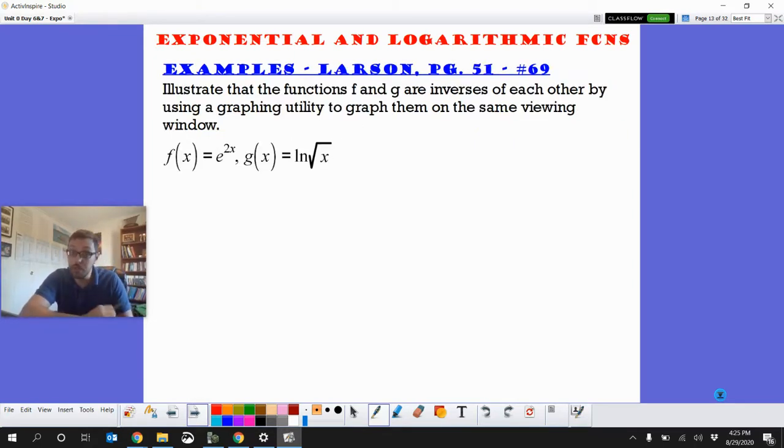I will, however, show you how these two things are inverses of each other. So we're going to do that f of g and g of f thing that we were doing earlier to prove that they're inverses. They should both spit out x when we shove them into each other. So here we go. Let's try it. Let's start with f of g.